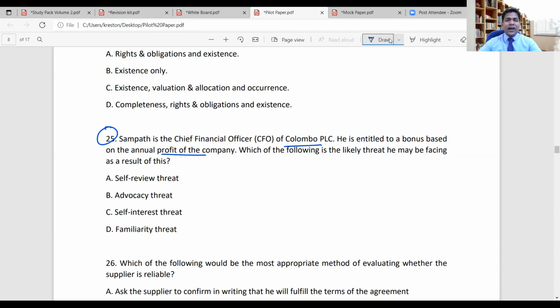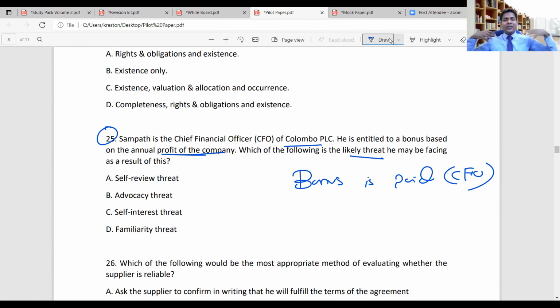Reading a second and third time, carefully: Sampath is the Chief Financial Officer of Colombo PLC. He is entitled to a bonus based on the annual profit. So a bonus is paid to the CFO. I told you, he wants to get as much as possible, the highest bonus.